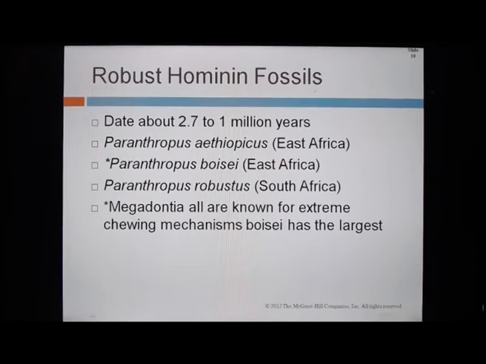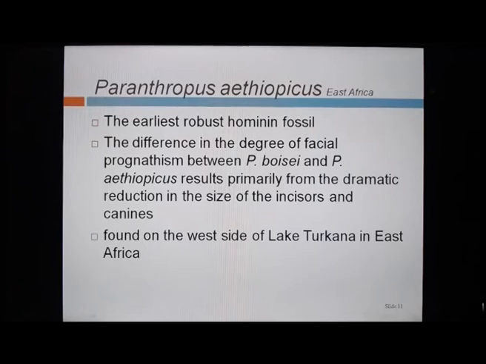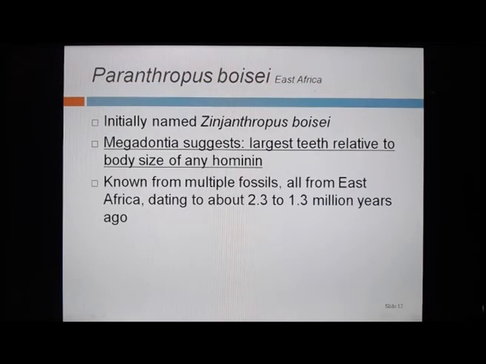Paranthropus boisei, the megadontia as it's called, has the most extreme chewing mechanism of all hominids. Paranthropus aethiopicus from East Africa is the earliest robust hominid fossil. The difference in the degree of facial prognathism between boisei and aethiopicus results primarily from a dramatic reduction in the size of the incisors and the canines. But they are both robust hominids. Found on the west side of Lake Turkana in East Africa.